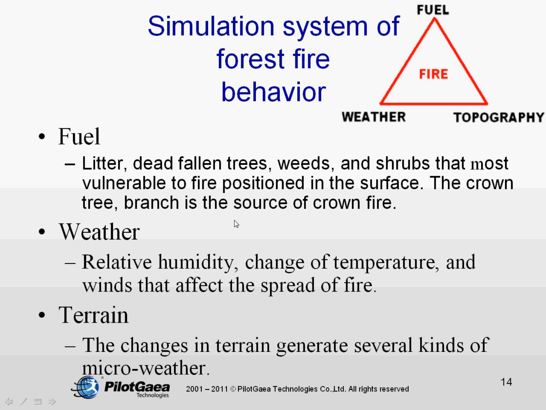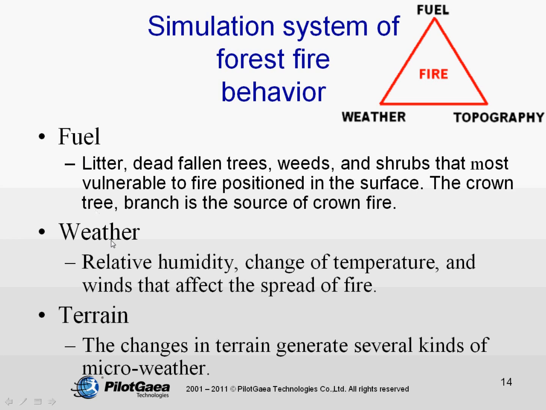To simulate the behavior of forest fire, three factors must be taken into consideration. The first is fuel. Fuel is the litter, dead fallen trees, weeds, and shrubs most vulnerable to fire, positioned on the surface. For example, the crown tree branch is the source of crown fire.